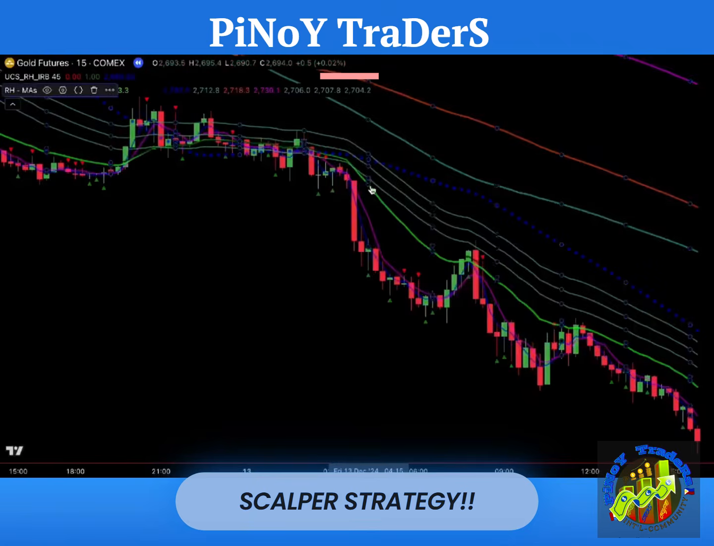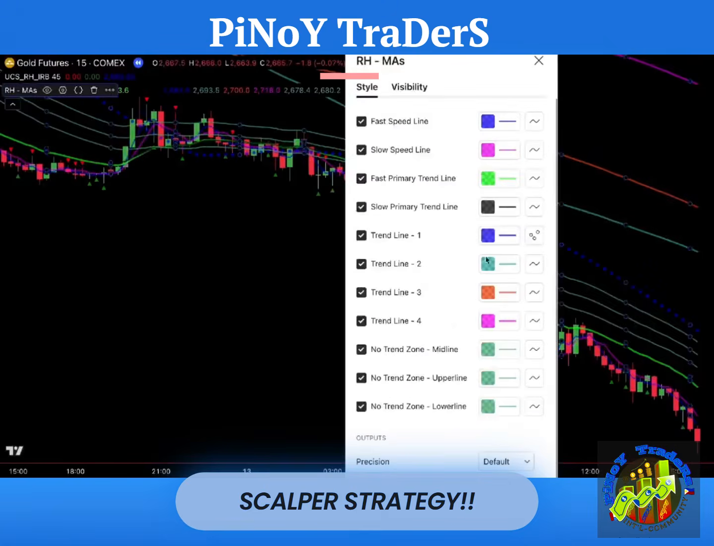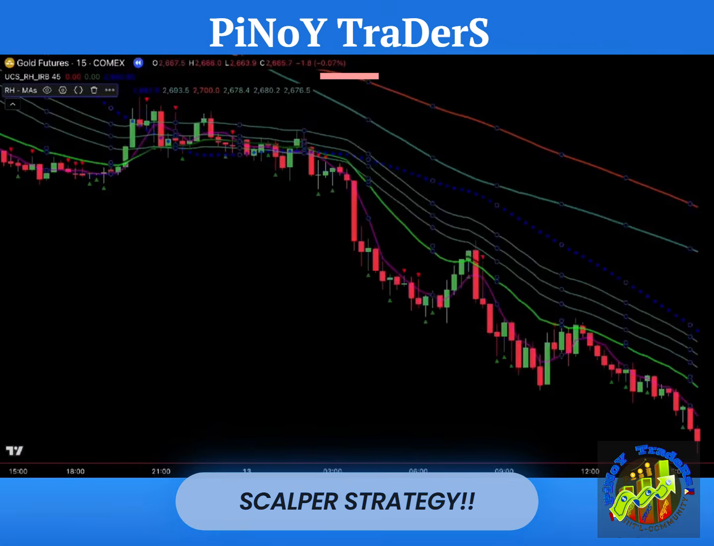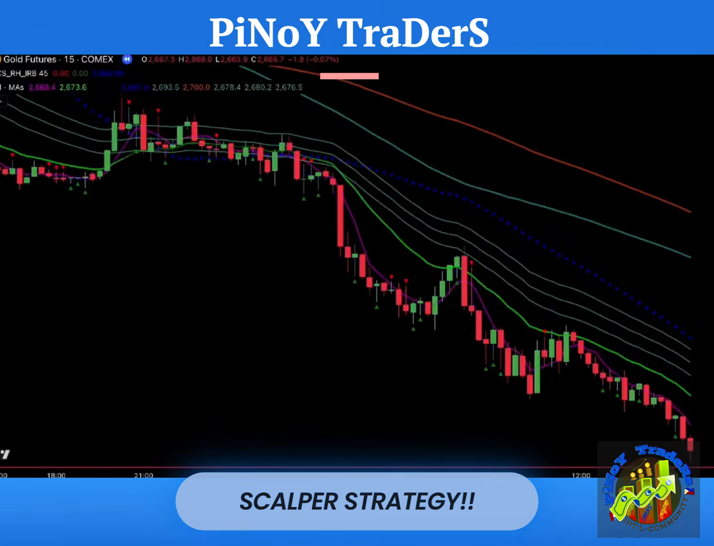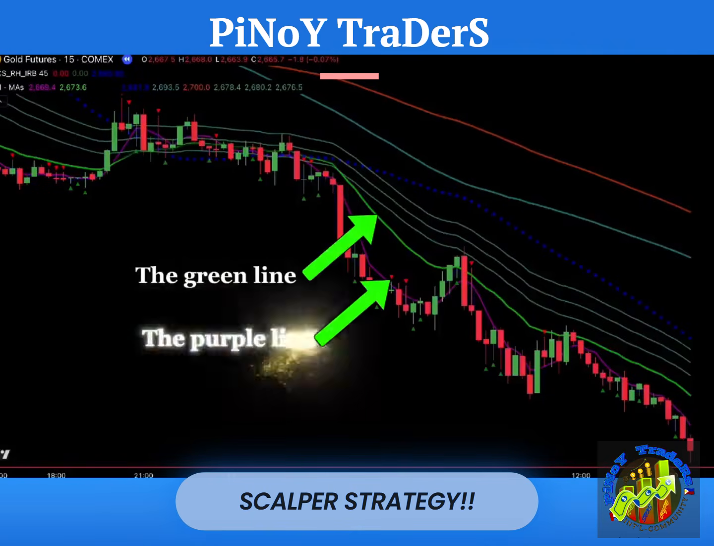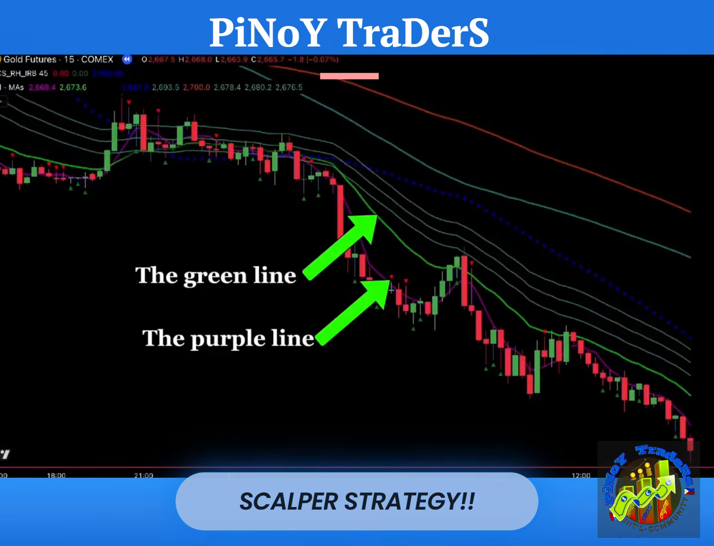Go into the settings and customize it. Remove unnecessary lines like the fast speed line and trend line 4. Simplify the display by adjusting the settings to focus on what matters. Now, here's how to use it effectively. There are 2 additional conditions to check. The green and purple lines on the overlay must be parallel, with no other lines between them. This confirms the trend is moving at a 45-degree angle.